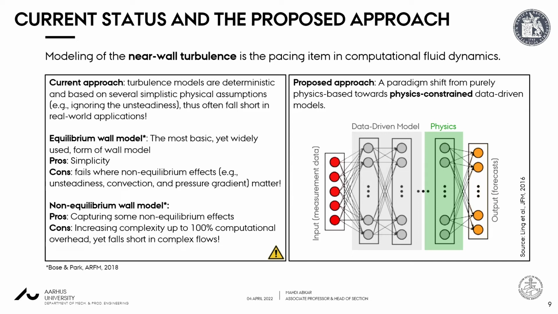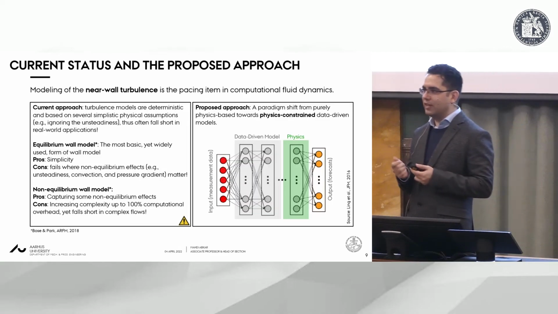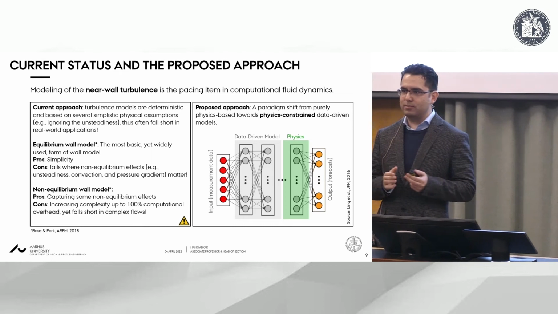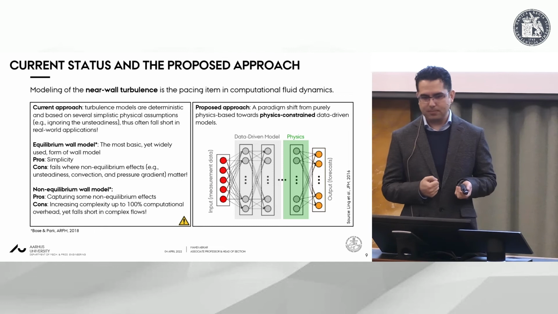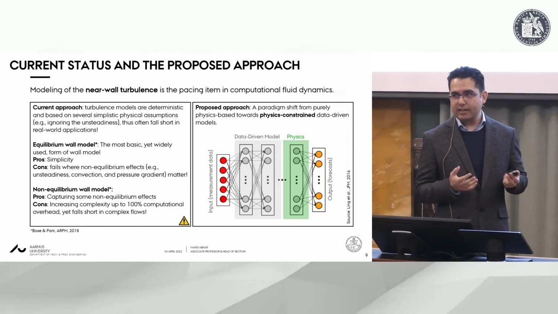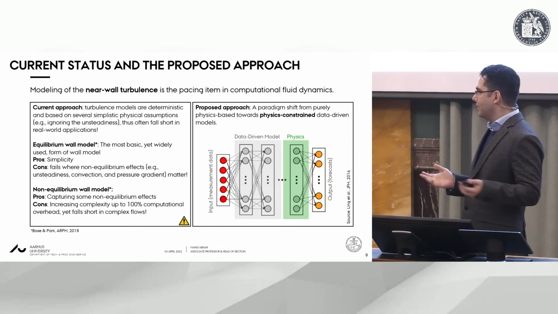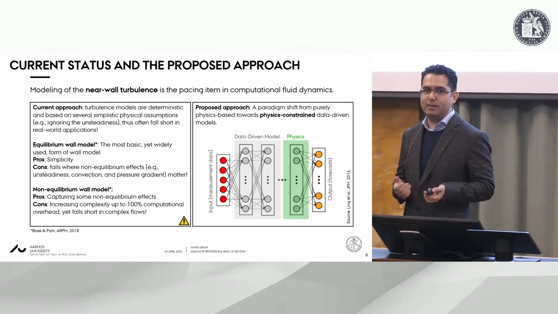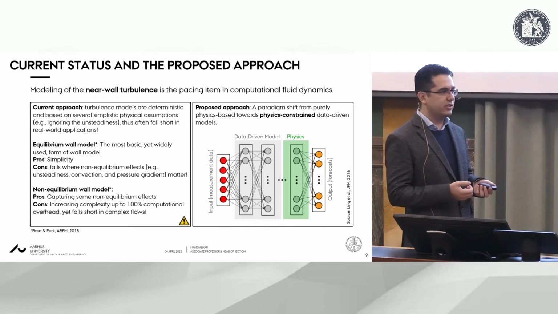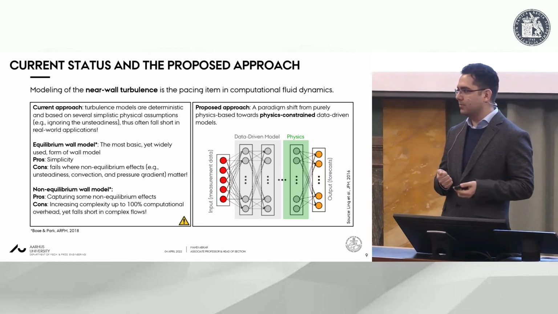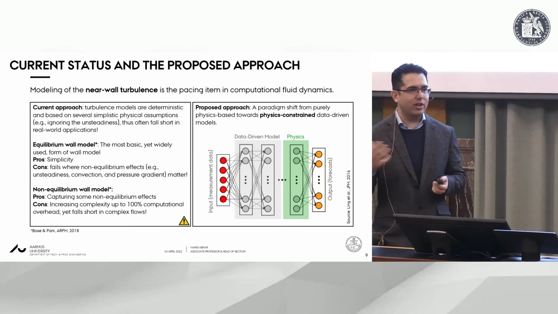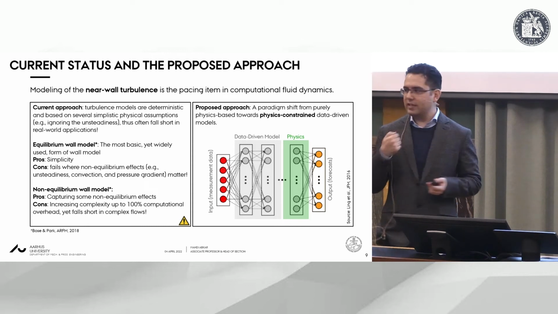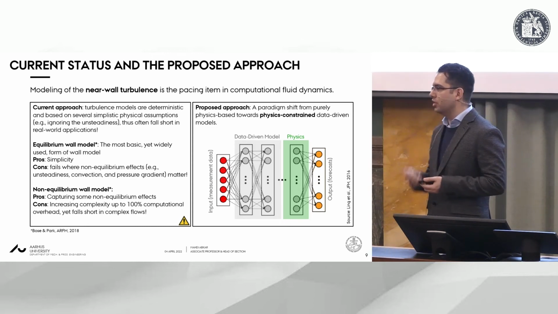What I'm proposing in this project essentially is a different approach, a paradigm shift from purely physics-based models to something that we call a physics-constrained data-driven model. So these days, we have a huge amount of data. We have a vast and increasing amount of data in fluid mechanics and turbulence from simulations and from experiments. In parallel to that, we have the area of data science, where we have very sophisticated, very advanced machine learning models.